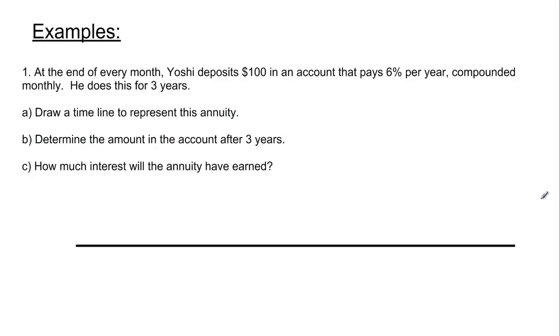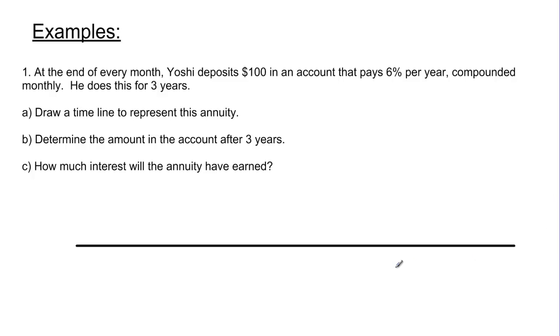We're going to look at 2 different examples. Example 1. At the end of every month, Yoshi deposits $100 in an account that pays 6% per year compounded monthly. He does this for 3 years. So we're going to draw a timeline to represent this annuity. And then we're going to try to determine the amount in the account after the 3 years. And then how much of that amount is interest that the annuity had earned over those 3 years.